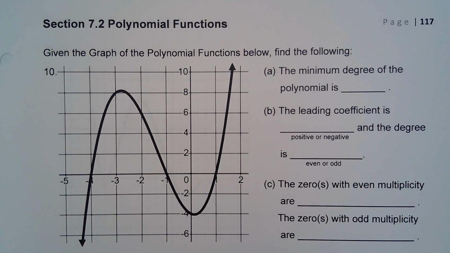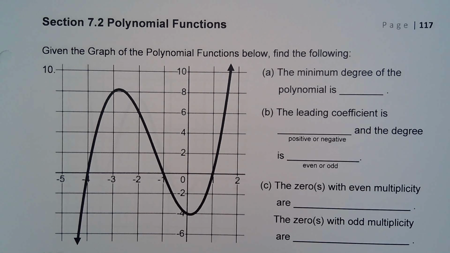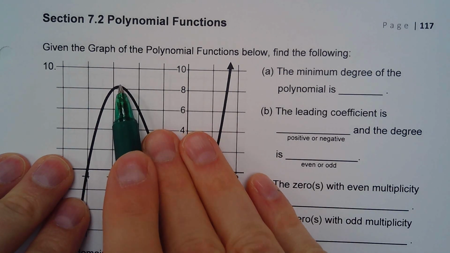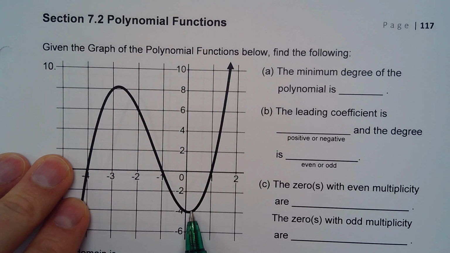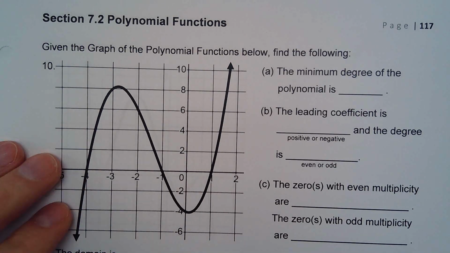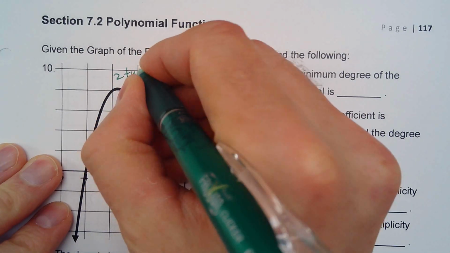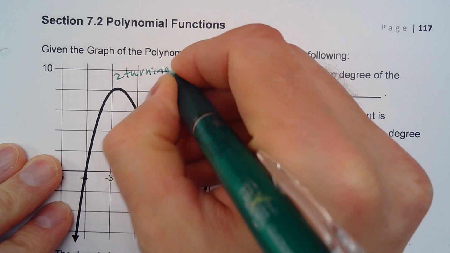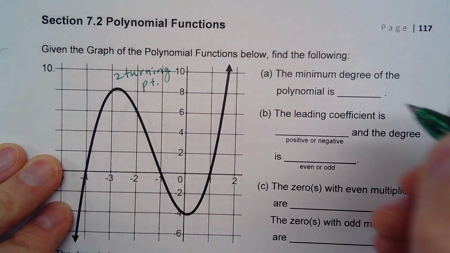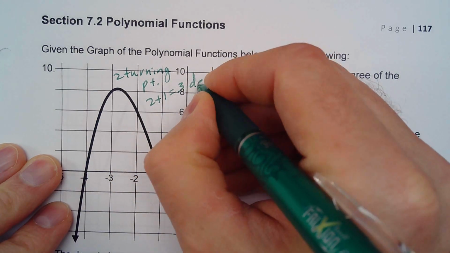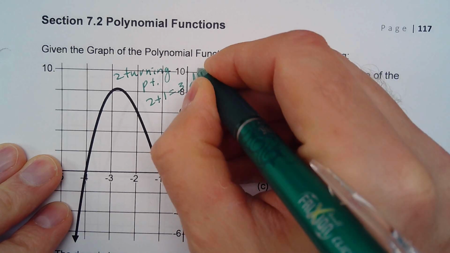Here we're given the graph of the polynomial function below, and we want to find the following. First of all, we want to find the minimum degree of the polynomial. So here, 1, 2 turning points. So my degree has to be one more than that. So I'm going to take 2 plus 1 equals 3. That would be my minimum degree.